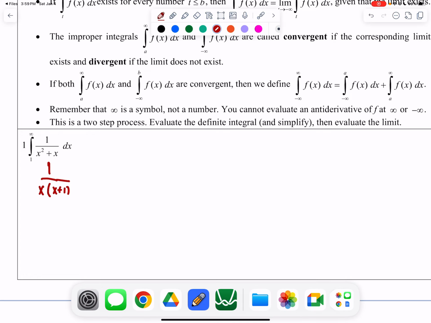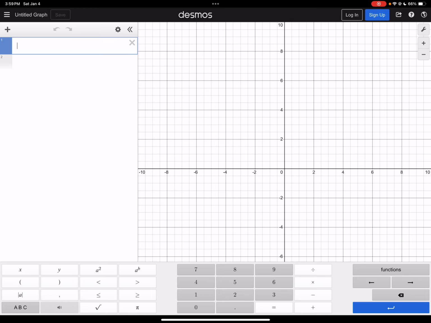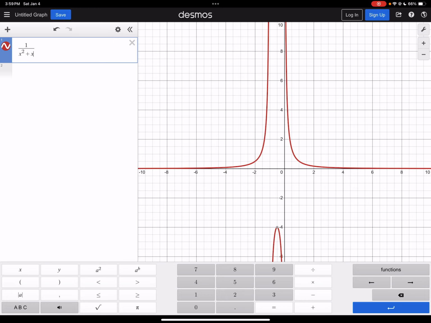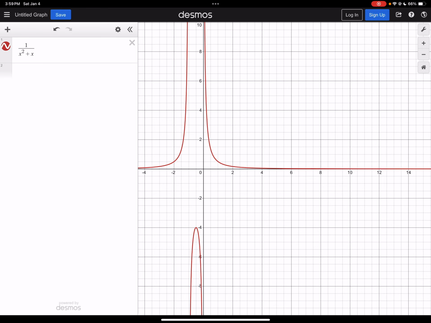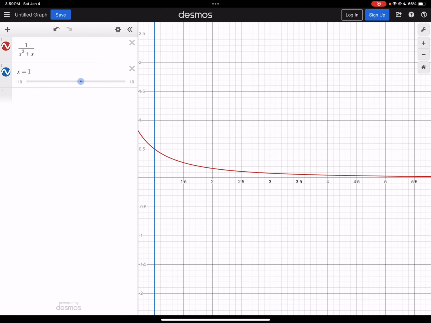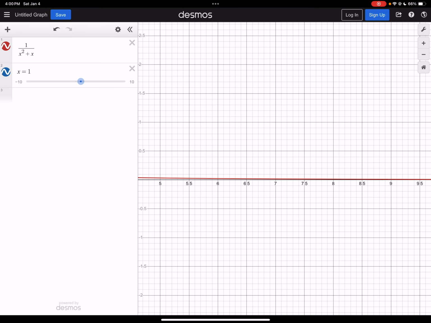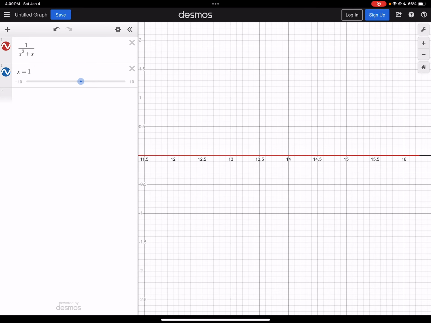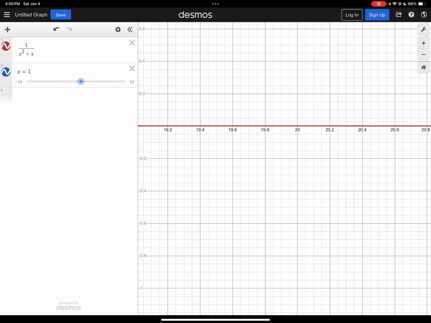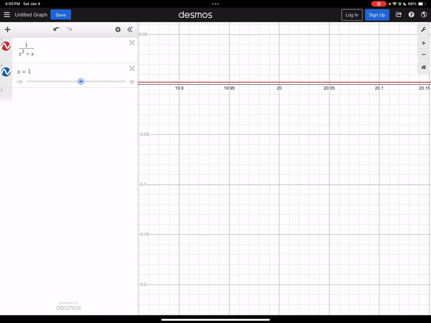And honestly, if I were to look at what the graph of 1 over x squared plus x looks like, it is going to look something like this right here. So from 1 all the way to infinity. So we're trying to find out this area right here. Notice how here, as I get closer and closer to infinity, then my area just becomes obsolete. It essentially becomes 0.